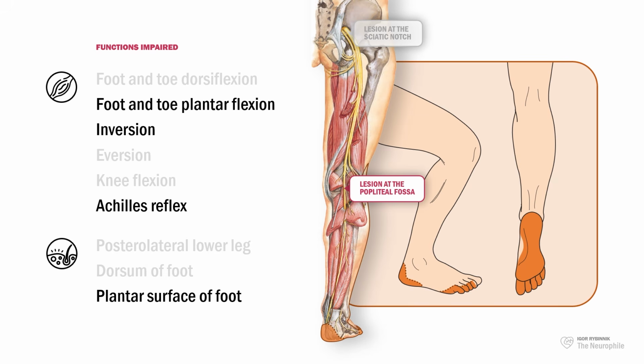In terms of sensation, the numbness or tingling usually shows up on the sole of the foot and along the outer edge. So, tibial nerve is kind of like the median nerve of the leg.